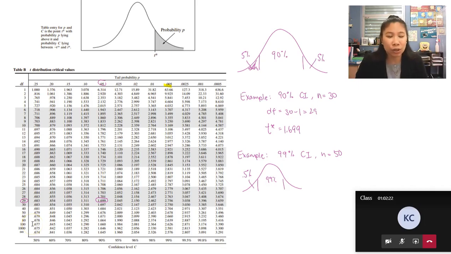So what we have to do is actually go down to the next closest one. So you can't round up with degrees of freedom. You always have to round down. So if my degrees of freedom was 49, the next closest one would be 40. And so my T star would end up being right here, 2.704.